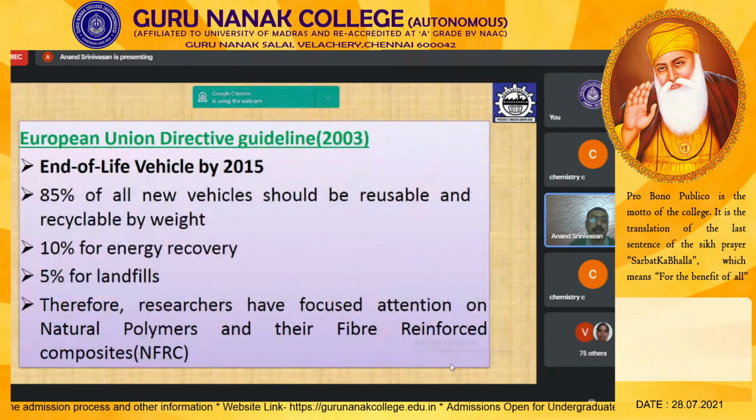And as I said before, that was in the year 2003, the end-of-life vehicle directive: by 2015, they proposed that 85% of all new vehicles should be reusable and recyclable by weight. So weight reduction is one of the prime factors they are looking at. Lightweight with very high strength is the portfolio they are looking at. When you reduce the weight, obviously you'll be able to reduce the carbon footprint as well. So 10% for energy recovery, 5% for landfill.